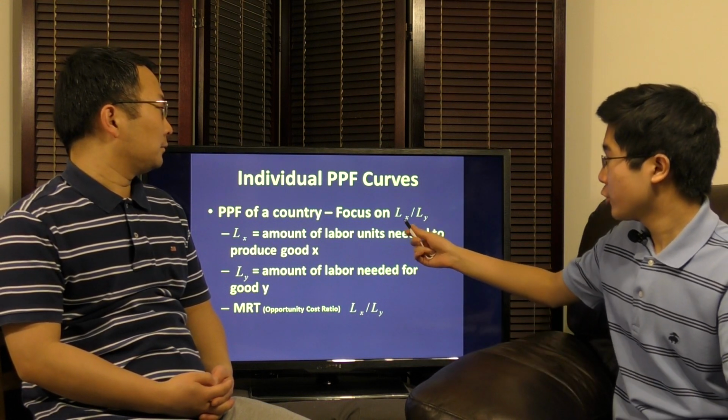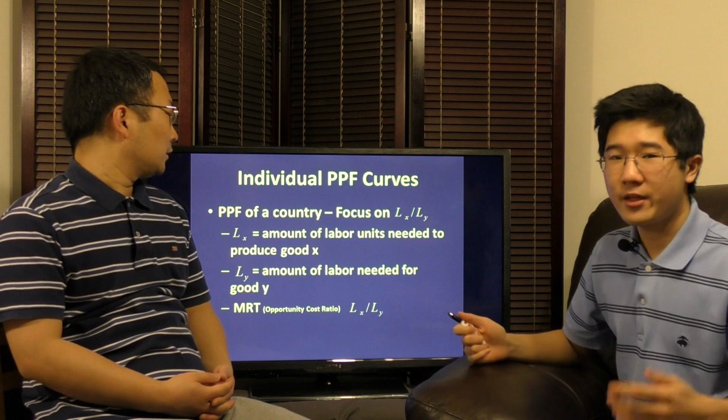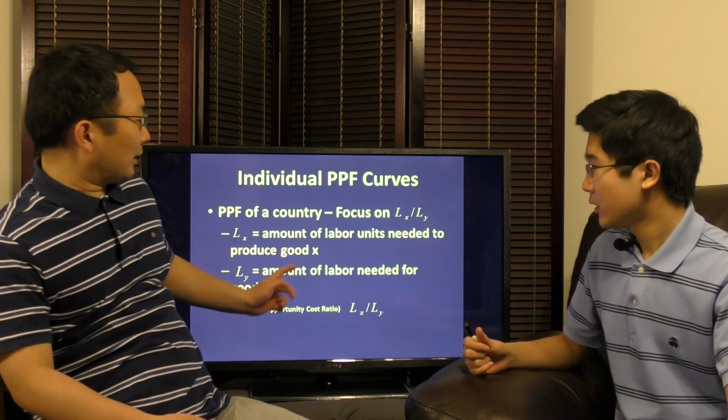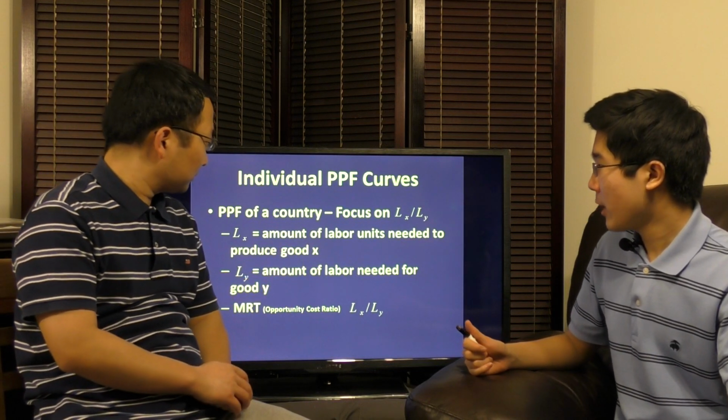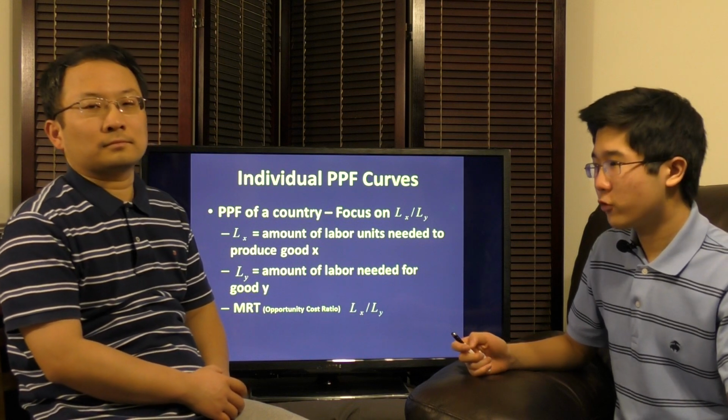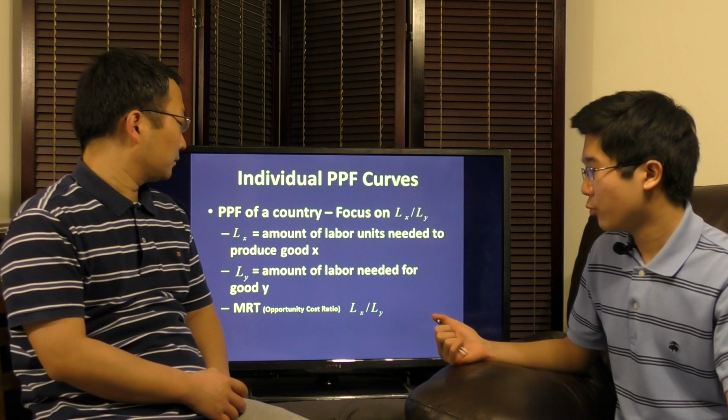When we talk about trade, we look at the individual PPF curves, which focus on the two goods, good X and good Y. LX is the amount of labor units needed to produce good X, and LY is the amount of labor needed to produce good Y.